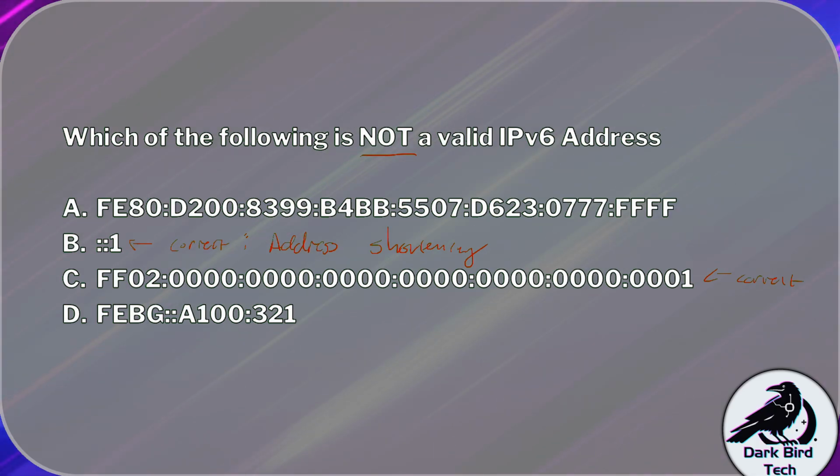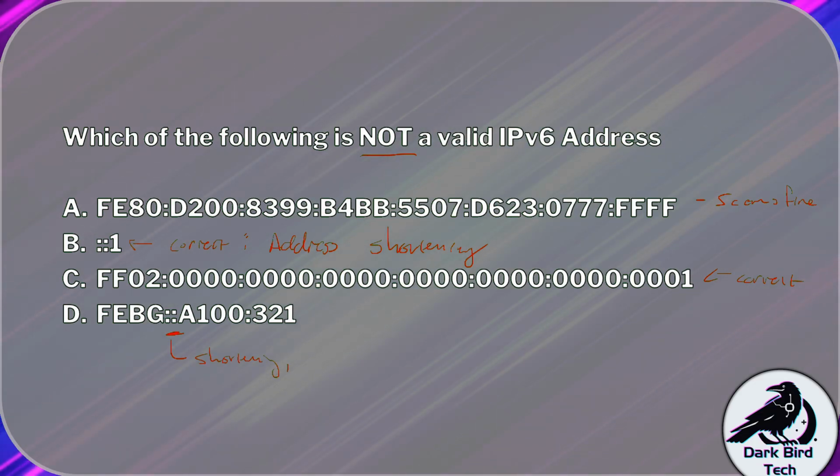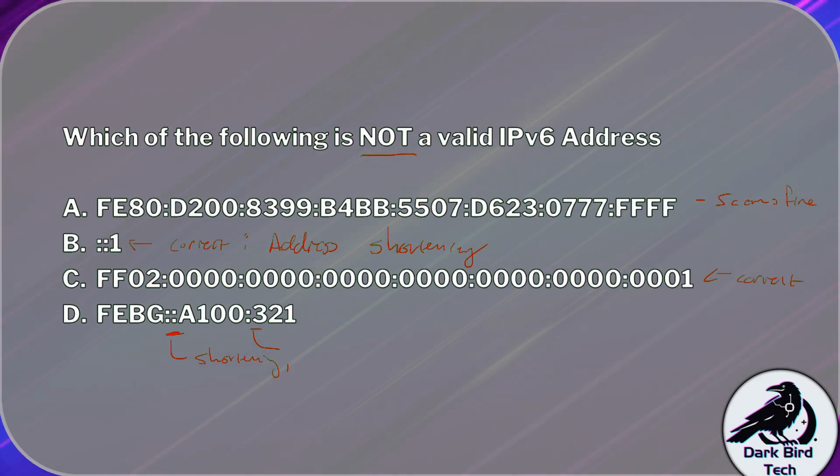The values seem correct. I don't see anything wrong with option A. Option D, they've used some shortening. Nothing wrong with that. They've used some shortening there as well. They dropped a leading 0. Nothing wrong with that. Both are perfectly fine.